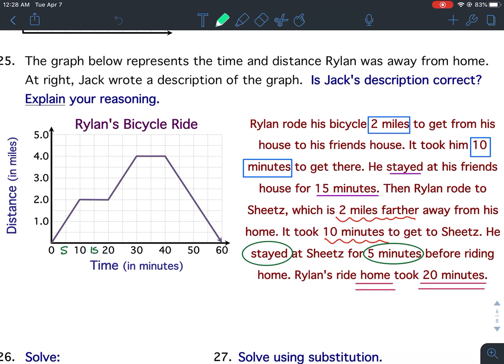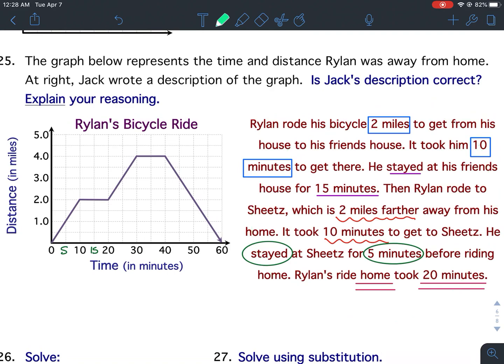The graph below represents the time and distance Rylan was away from home. At right, Jack wrote a description of the graph. Is Jack's description correct? Explain your reasoning. So this is the graph. That is correct. The graph is correct. We're going to determine, is this description over here correct?